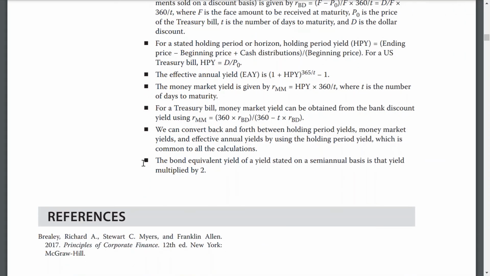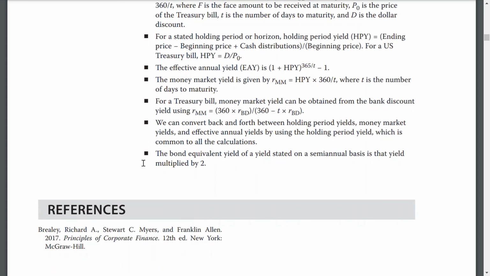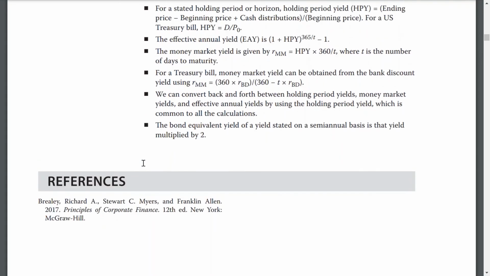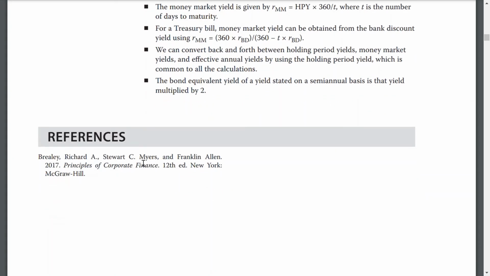We can convert back and forth between holding period yields, money market yields, and effective annual yields by using the holding period yield, which is common to all of the calculations. The bond equivalent yield of a yield stated on a semi-annual basis is the yield multiplied by 2. Here are the references, here are the practice problems.